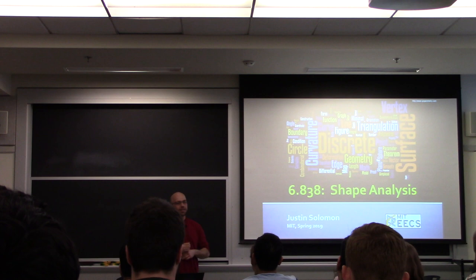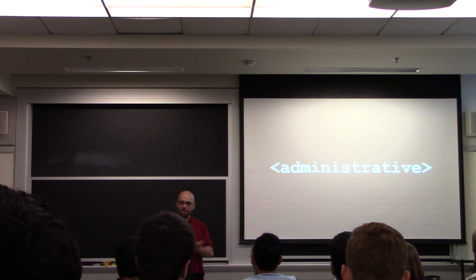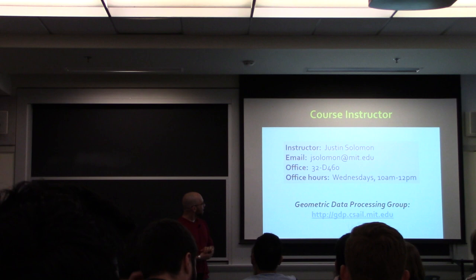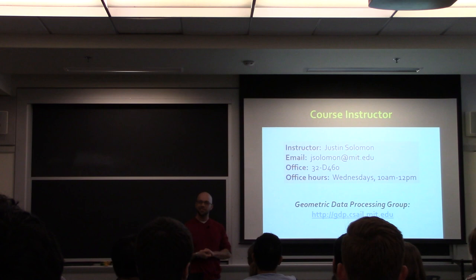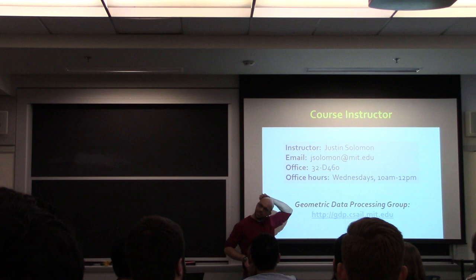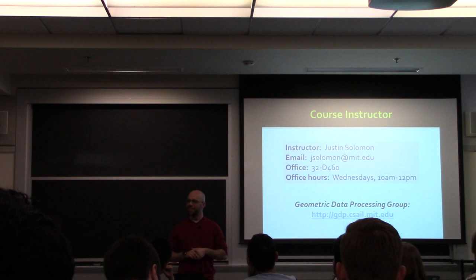Right, so let's get started with some administrative stuff. I'm Justin, I'll be your instructor in 6838. My office is 32D460. You can find all this stuff online, incidentally. So that's on the fourth floor of this data center in the D tower. Fun fact, this data center has two towers, and I'm in the D one. And my office hours are 10 to 12 on Wednesdays, or by appointment. So if you email me, I'm more than happy to find a time. I know you guys all have complicated schedules, and we'll see what we can do.